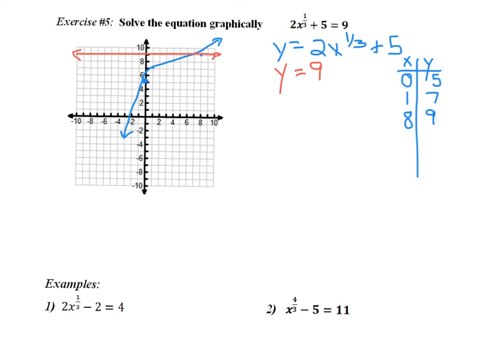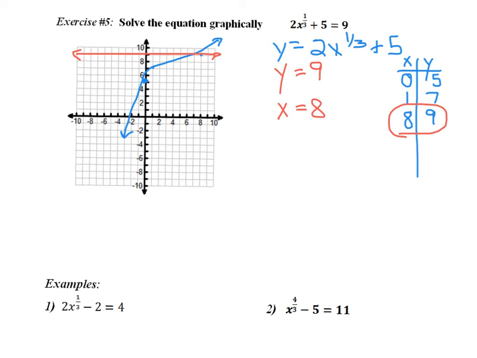Now if I look carefully, I see that actually they would cross at this point right here because both of them would have a y-coordinate of 9. So therefore, my x answer is going to be equal to 8.